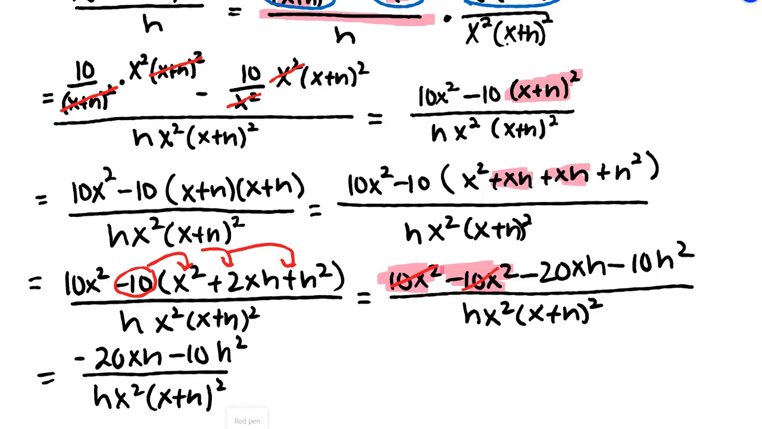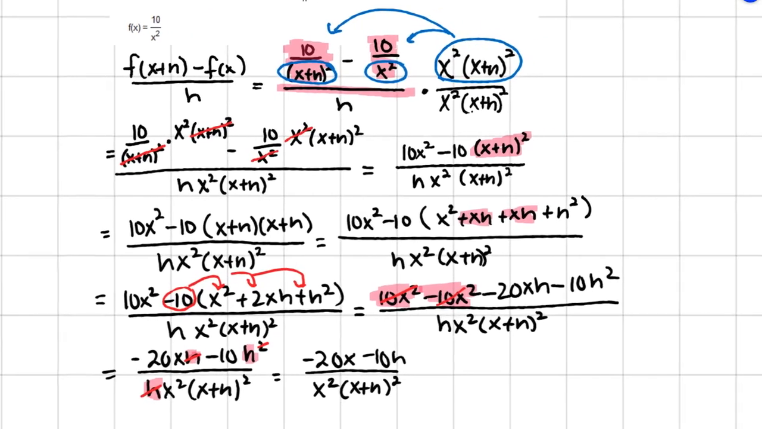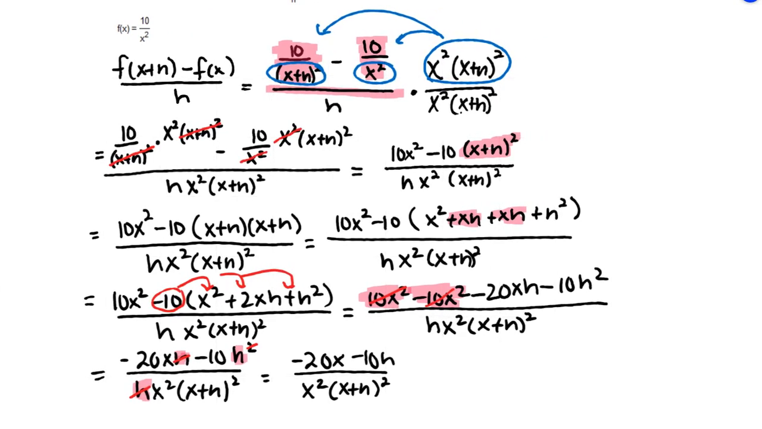And then finally, because we have factors of h in the numerator and h in the denominator, we'll be able to cancel those out. And we're left with negative 20x minus 10h over x squared times (x plus h) squared. So the difference quotient for 10 over x squared is negative 20x minus 10h over x squared times (x plus h) squared.